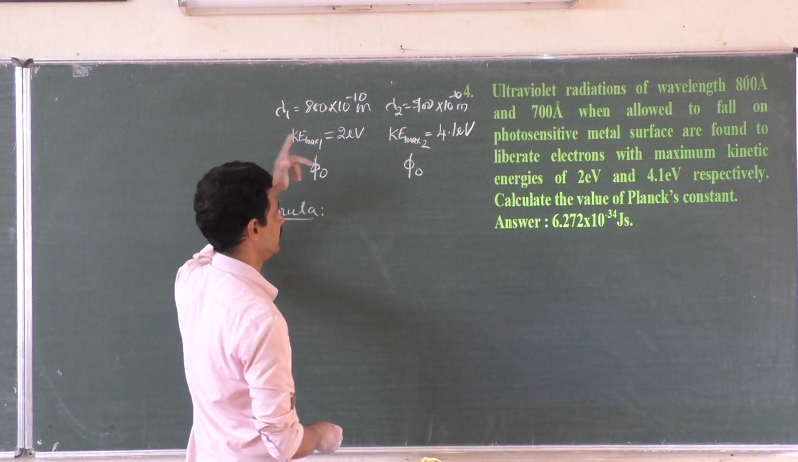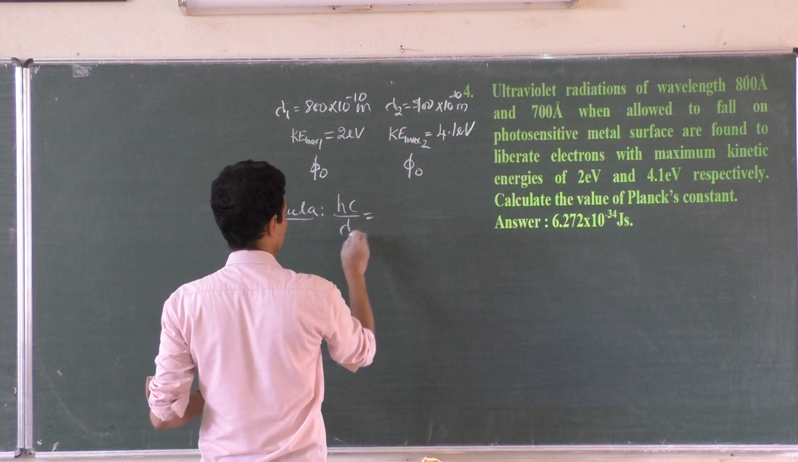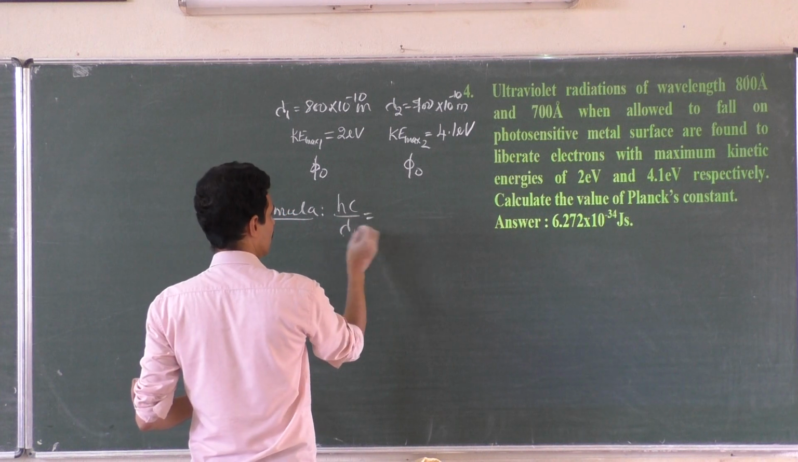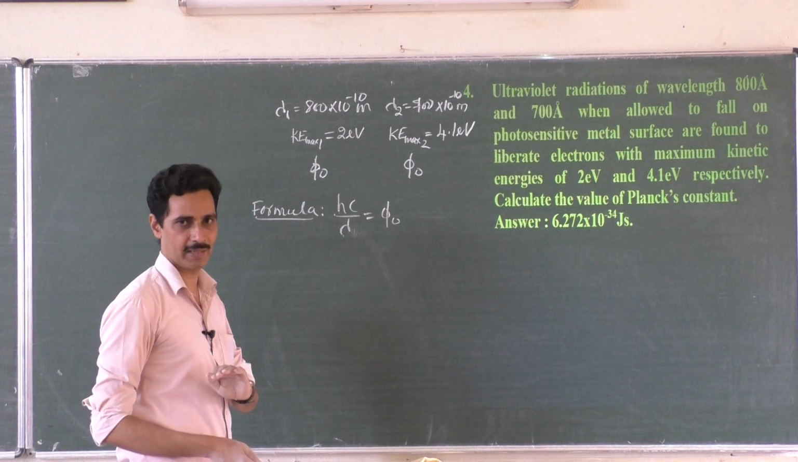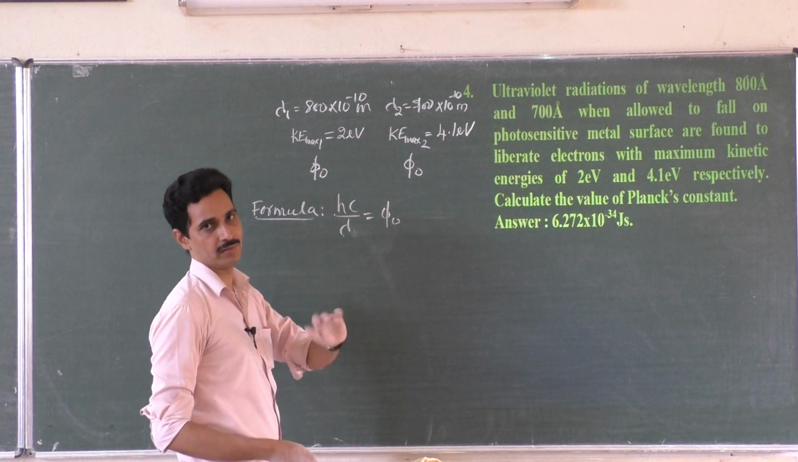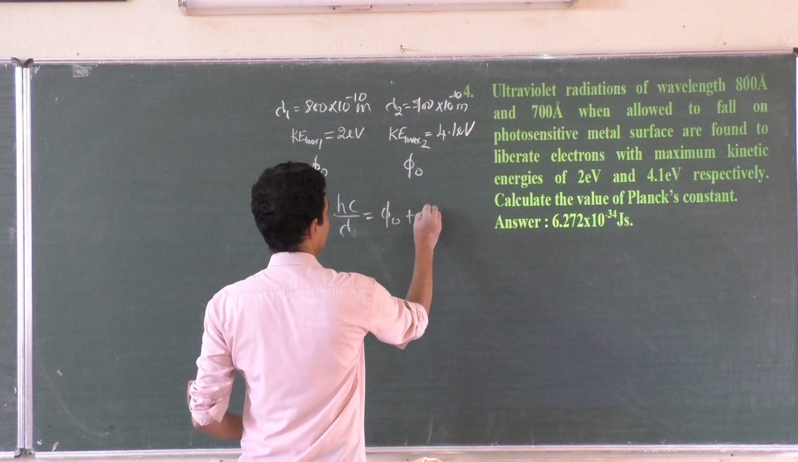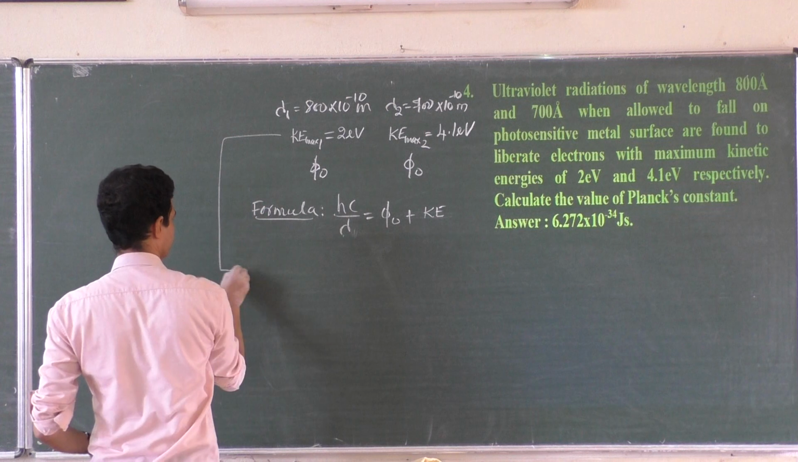In terms of wavelength you have to write, right? hc by lambda is equal to incident energy, h nu. Work function phi naught is enough. That gets cancelled when I subtract the equations, because they are the same. You need not write it as hc by lambda naught, not needed. Plus kinetic energy. Yes. First formula for this one.